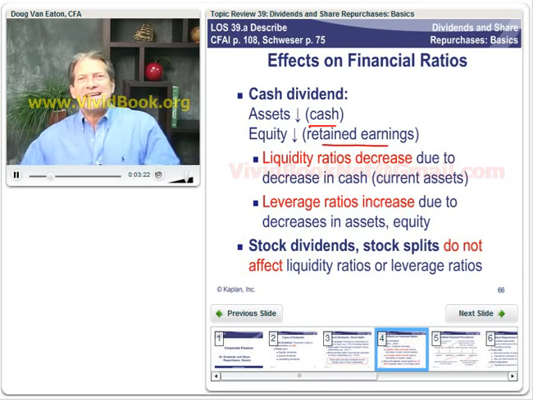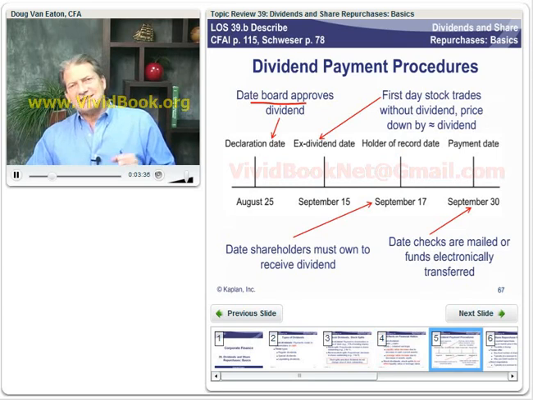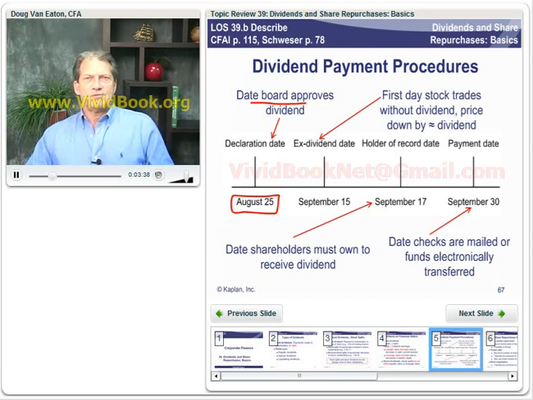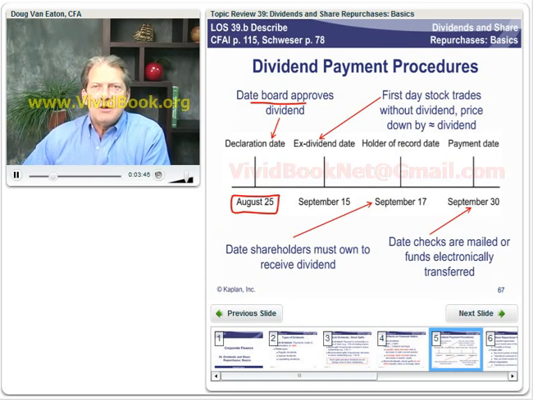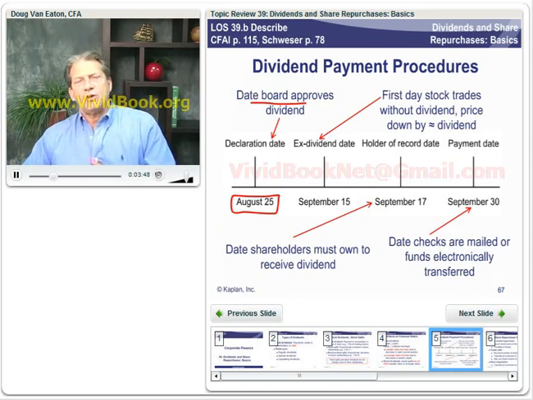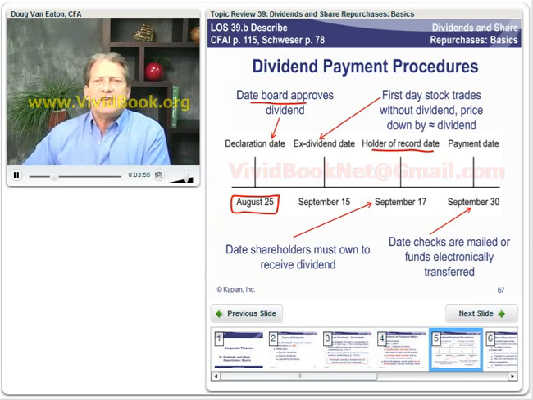Now let's look at the mechanics of dividend payment. Once the board of directors approves the dividend and they announce it, that's our declaration date. That's the date that the dividend is declared. And when they declare it, they say when the holder of record date is, when the payment date is, and how much it is. So what's this holder of record date? Well, since the stocks trade every day, we've got to pick one day and say, well, if you own it on this day, you get the dividend. Everybody who owned it on this day gets the dividend.